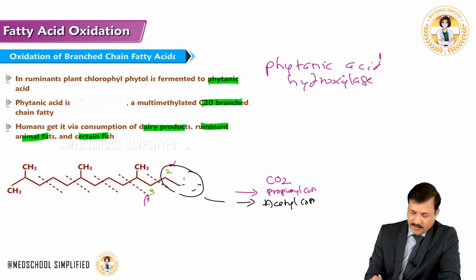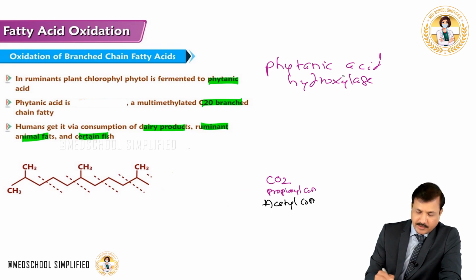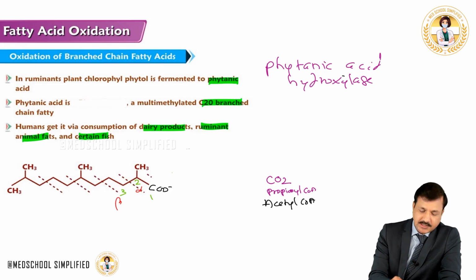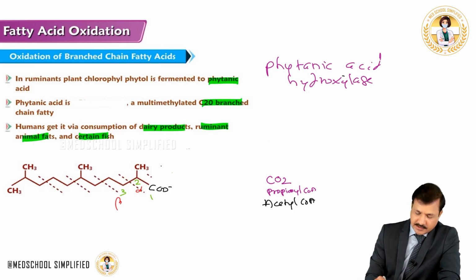I am going to take this out now, and also I am going to rewrite the fatty acid. So we have the carboxyl group now, so we are going to renumber. First carbon, second carbon and third carbon. Now the second carbon is the alpha carbon, the third carbon is the beta carbon. So there is no problem with the beta oxidation now. Beta oxidation will go on, and this 3 carbon now will be removed as propionyl-CoA.